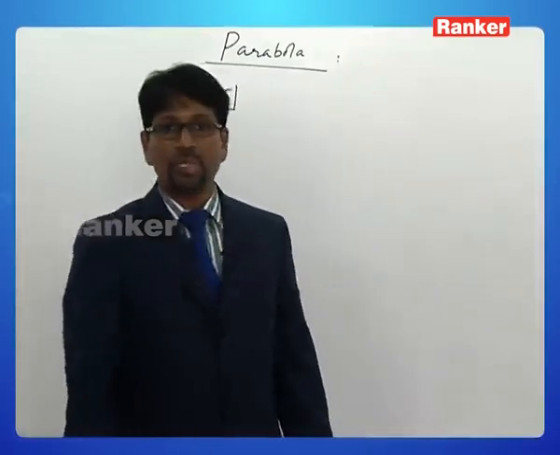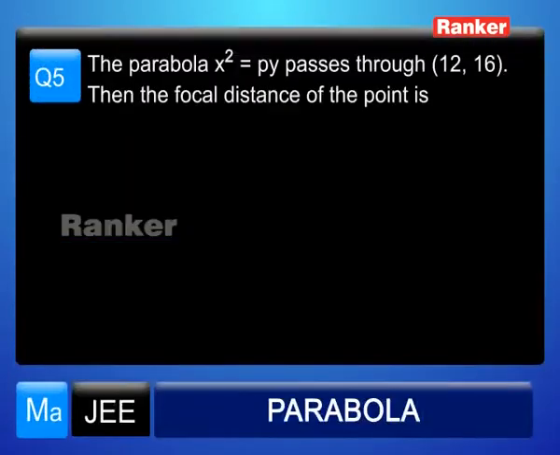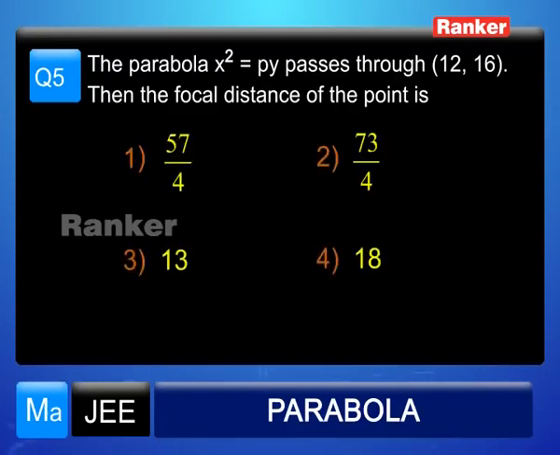Let's move to the next question. Question number 5. The parabola x square equal to py passes through the point (12, 16). Then the focal distance of the point is: first option 57 by 4, second option 73 by 4, third option 13, and fourth option 18.